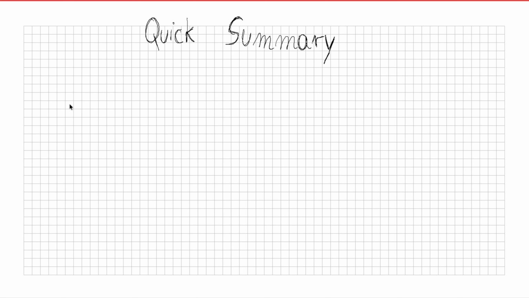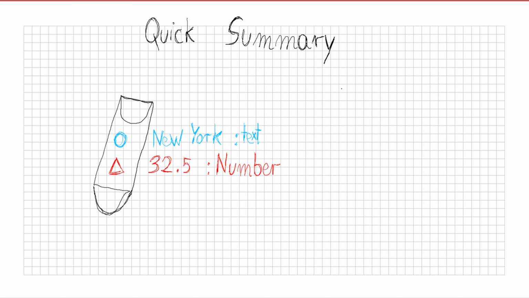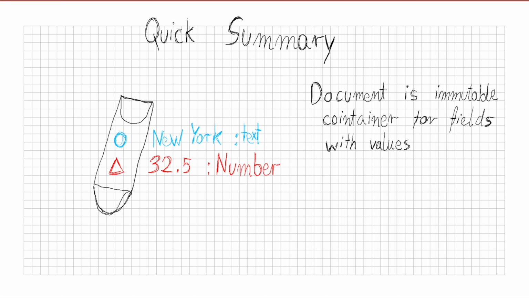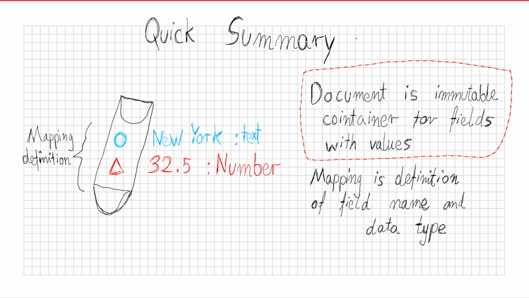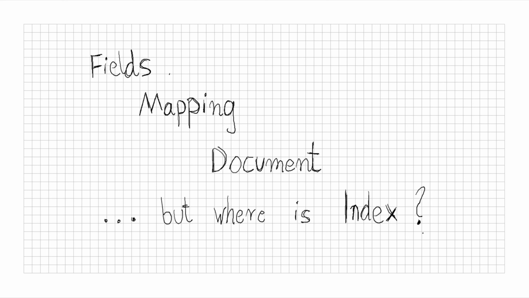A quick summary. A document is an immutable container for fields with values. A mapping defines each field name and its data type. You have already heard about fields, you have heard about mappings, and you have heard about documents. But where does the index fit into this picture?